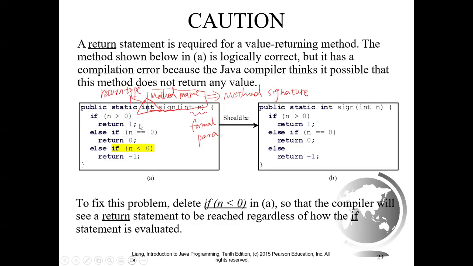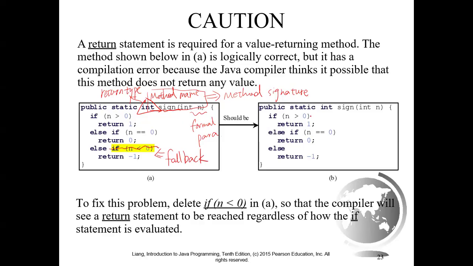And in the method body, it says that if n is over 0, it returns 1. Else, if n is equal to 0, it returns 0. Else, if n is smaller than 0, it returns -1. Okay, that means the problem is in the if-else statement, because in the last one of the if-else statement, we do not include any condition because it's a fallback. We say fallback. So we just need to remove this line.